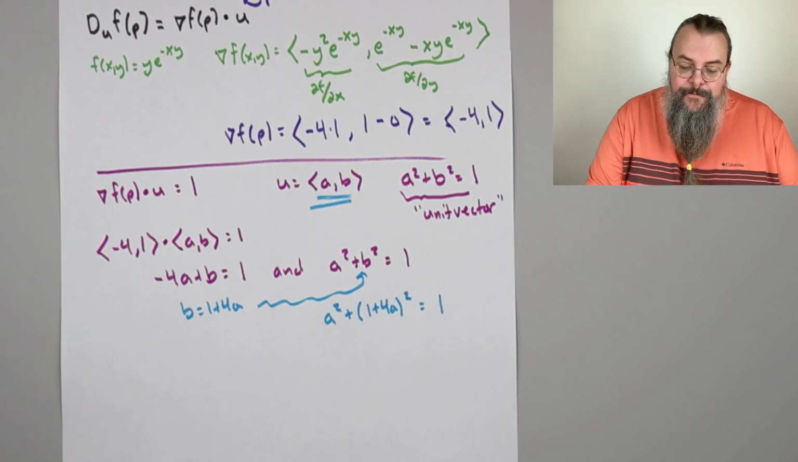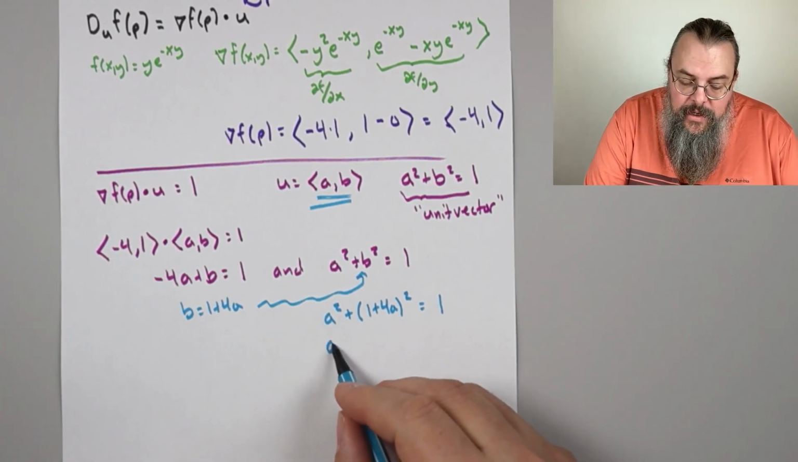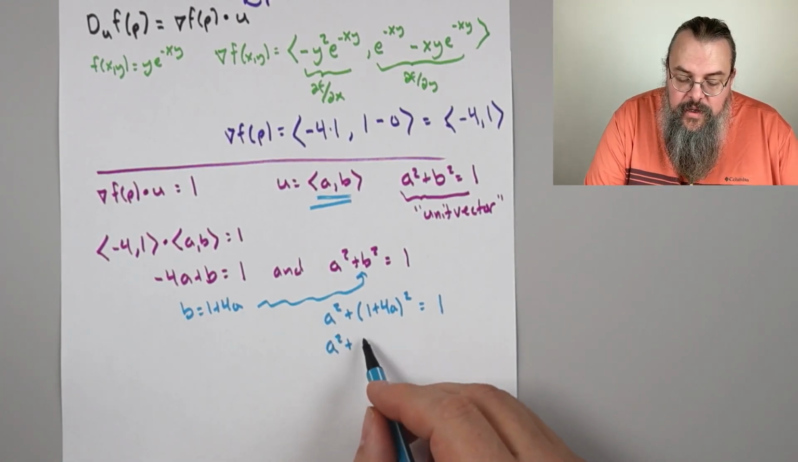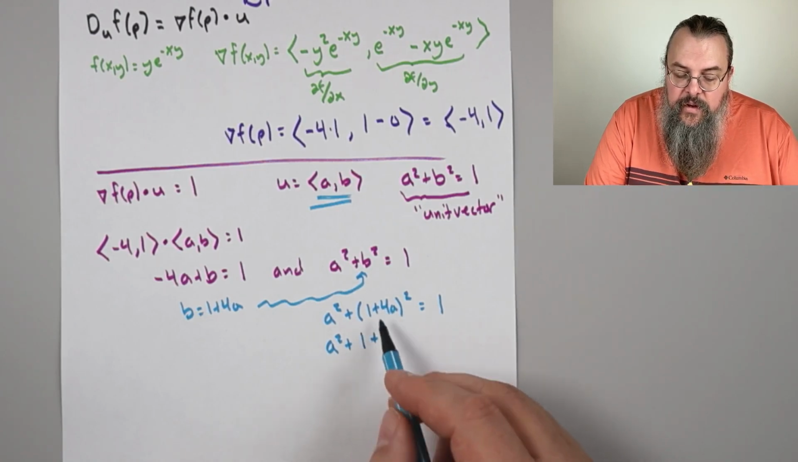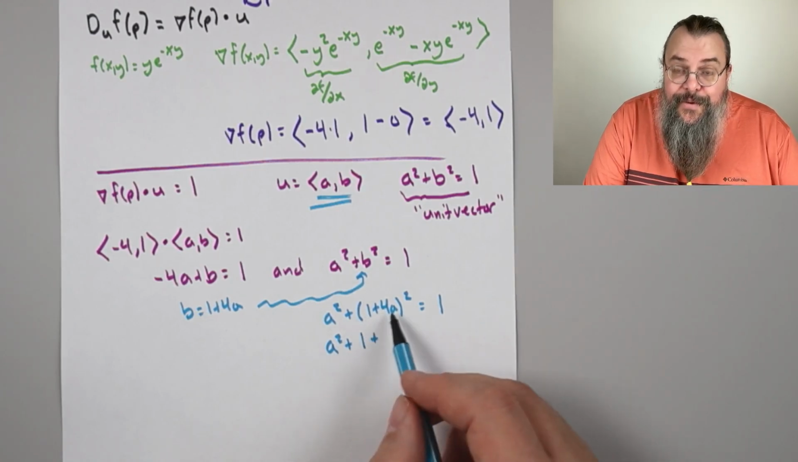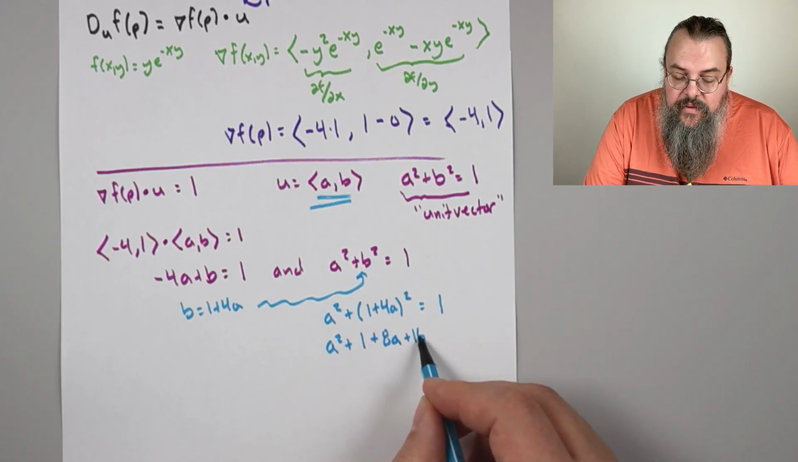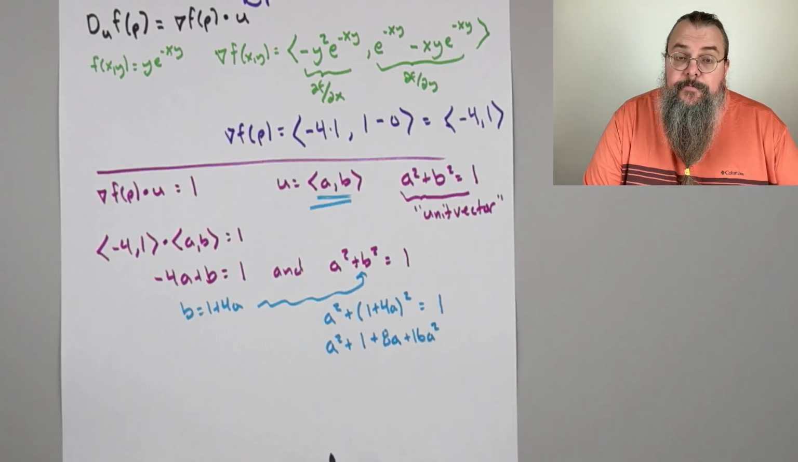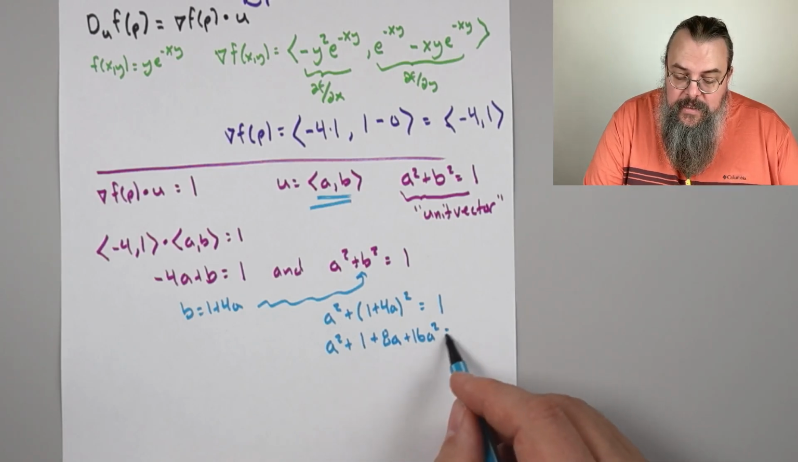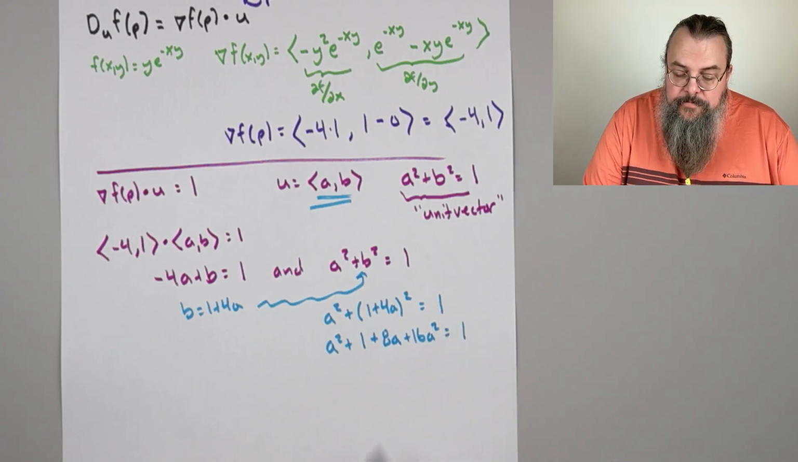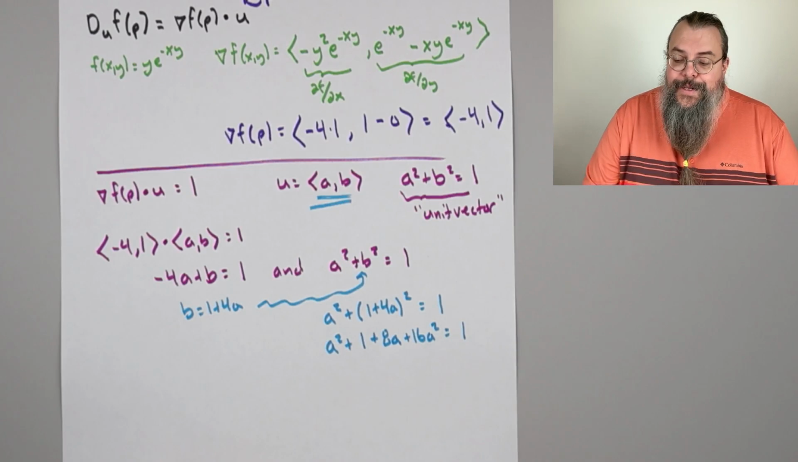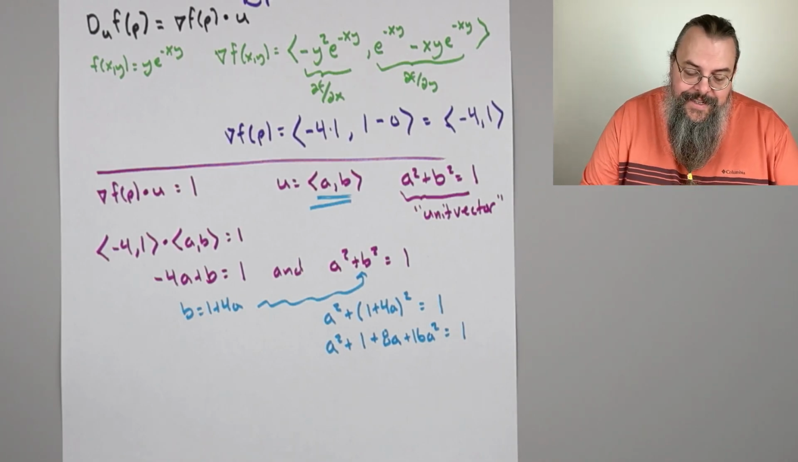That's the ideal. Well, if we square, a squared plus, squaring this will be 1 plus 4a plus another 4a. So it's 8a plus 16a squared. And that equals 1. Well, there's a 1 on both sides. Nice.